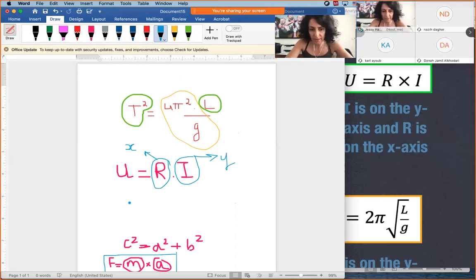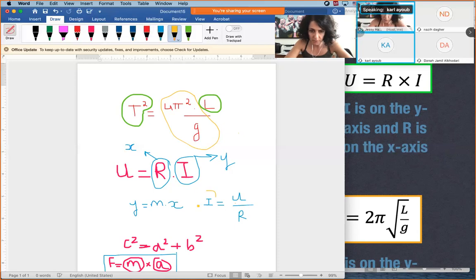Maybe write y equals bx or mx. Can we try to write it down? So I is equal to U over R, isn't it? Okay, so if this one is the y and this one is the x, what happens? How would you draw y equals constant over x? Do you think it's going to be linear?